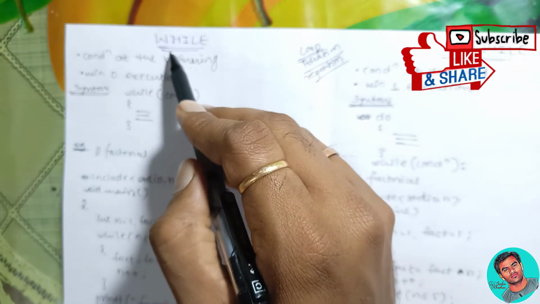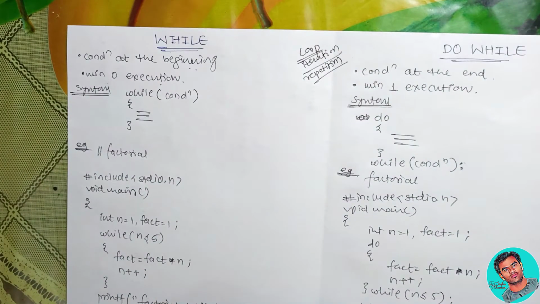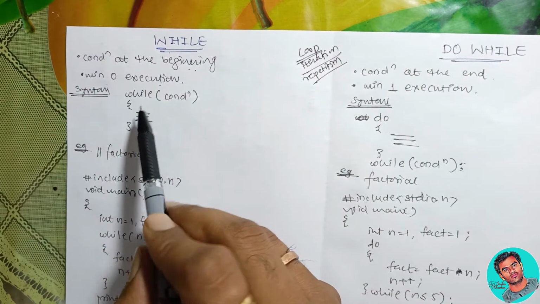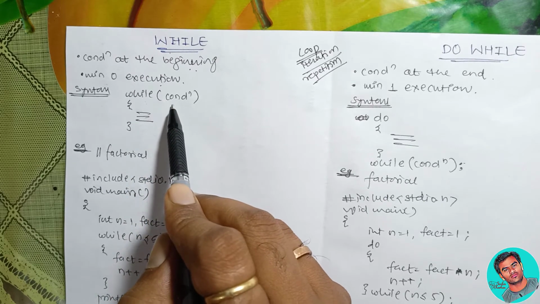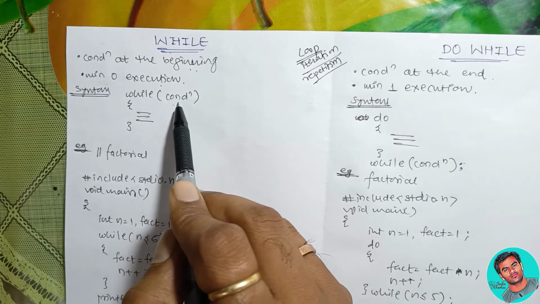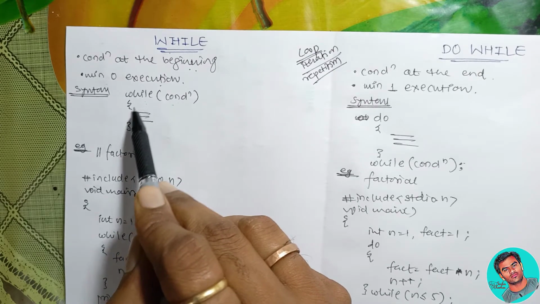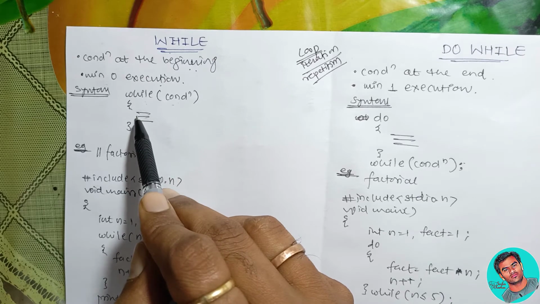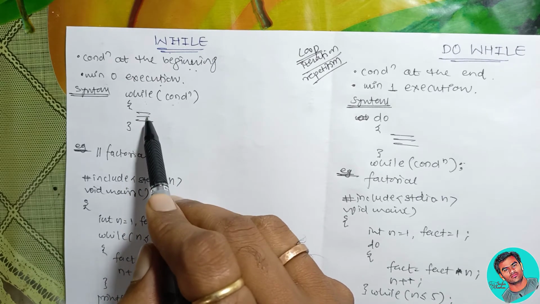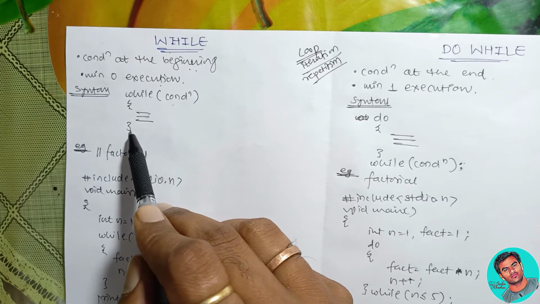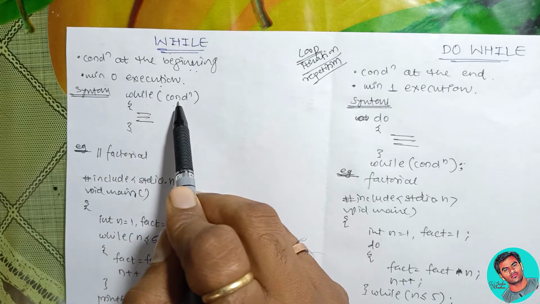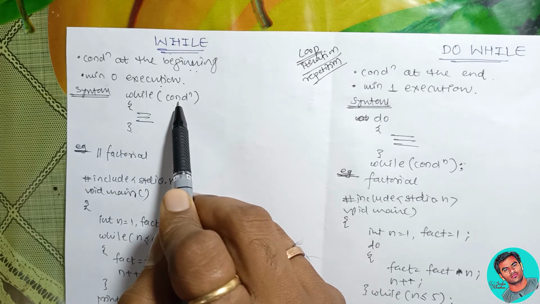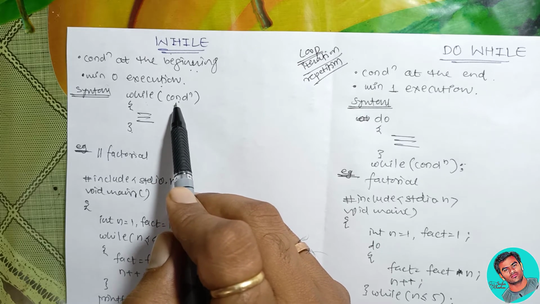That means the accuracy of this while statement is very high. Here the syntax is while condition. If this condition is true, it will execute the statement in between. Then the flow, or the cursor, moves back to the same condition again with different values, and that condition is checked.